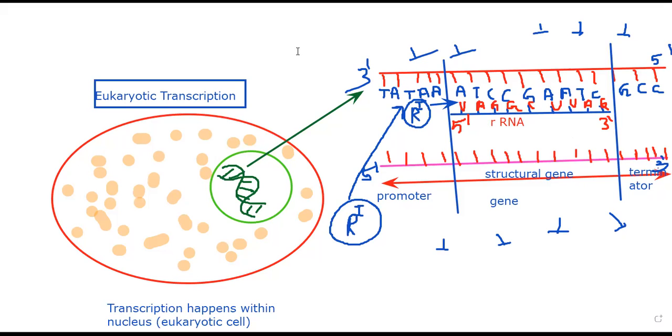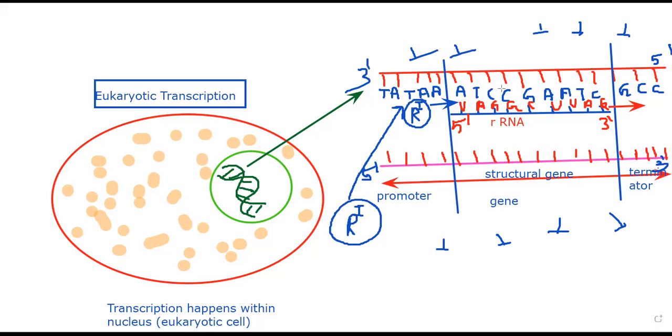So the question is, here also do we require some rho factor? The answer is again no. We don't require any rho factor, because in eukaryotic transcription, a starting factor or ending factor is not required. Your enzyme itself is very capable. It can start the transcription, and it can end the transcription as well.